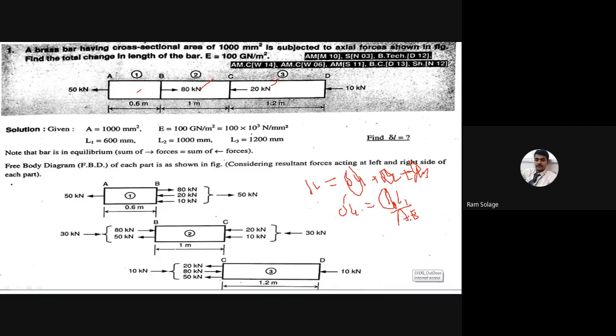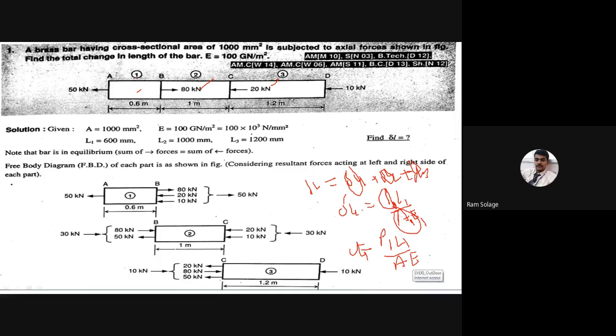Area is common in this problem. Area is common, but in some problems they give different areas. So in that case, we can take A1 and E1, but in this problem A and E will be common. So delta L1, our formula will be delta L1 is equal to P1 L1 divided by AE. Why are we not taking A1 E1? Because E and A will be common for all sections.